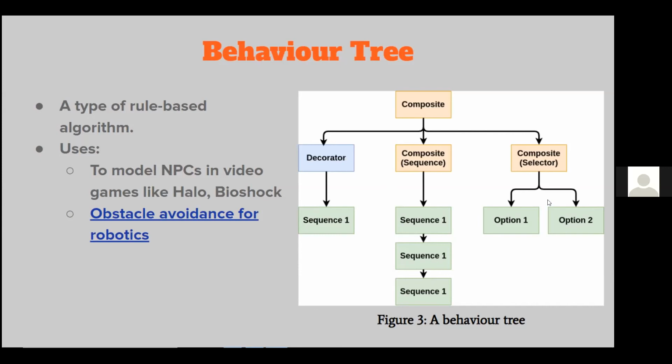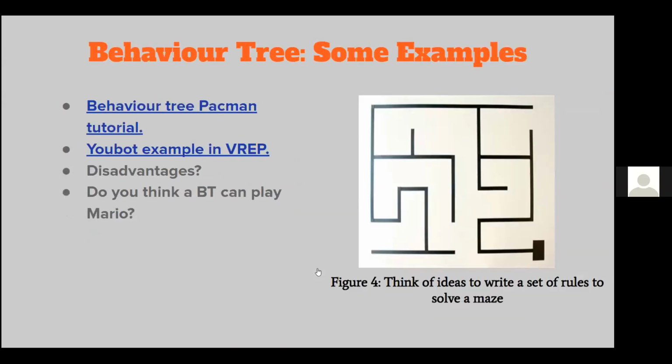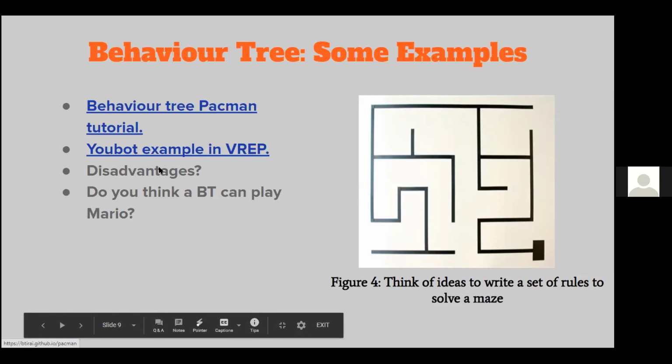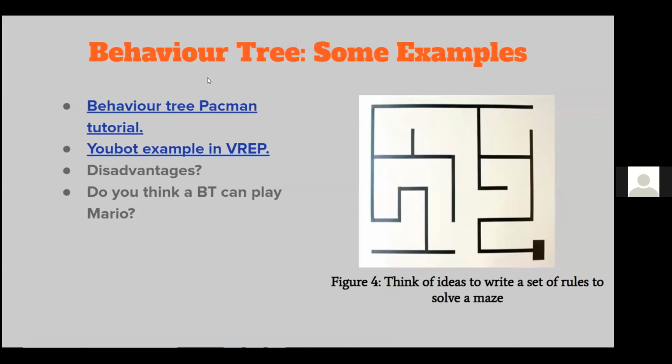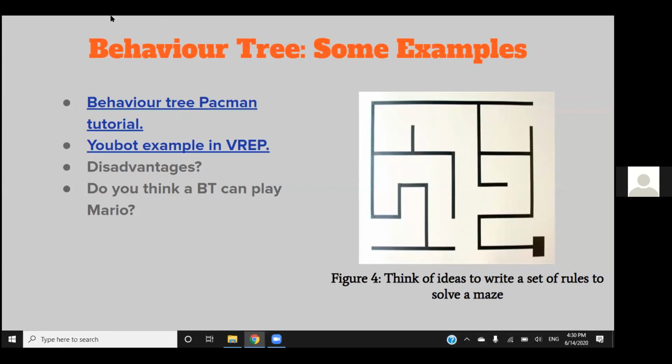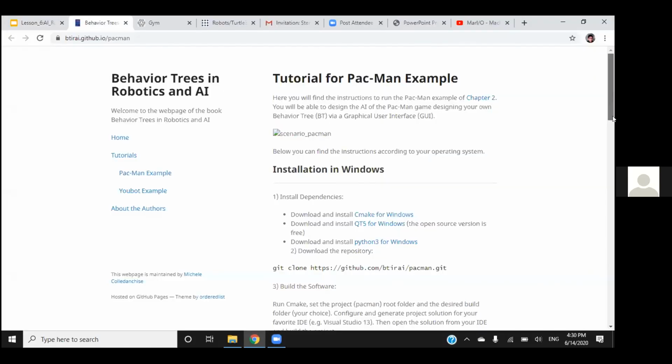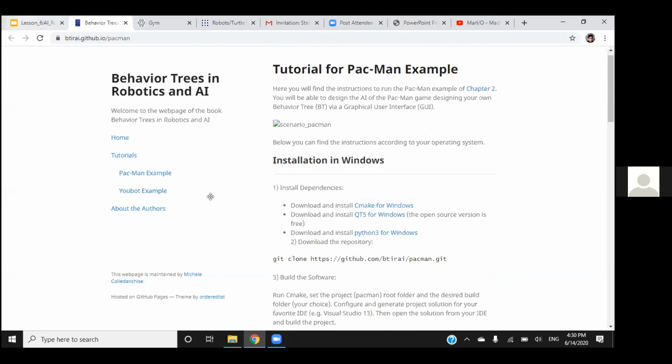You can also see that these are used in the video game industry. I read that games like Halo and Bioshock all use this to model the behavior. I just listed out a few examples of a behavior tree. One was in Pac-Man. I think the link is opened up right now.